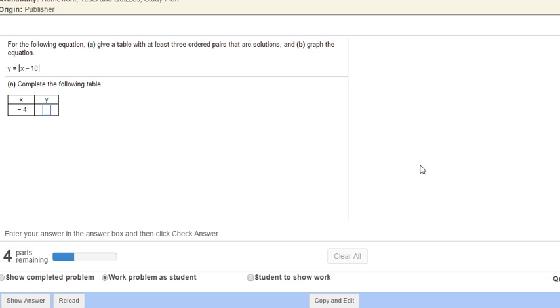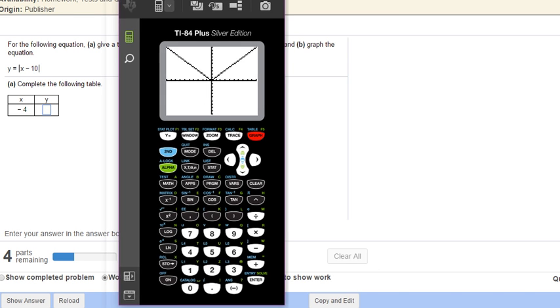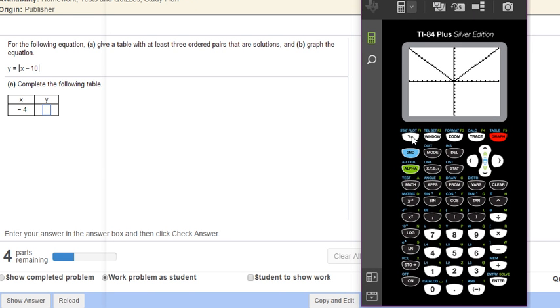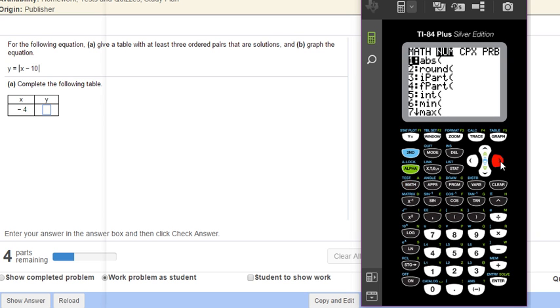Alright, so let's say this is a problem straight from your homework. And let's say we're looking at this and we want to know how to solve this. Well, you could do this by hand, but we also could do it in our calculator. We hit y equals. So I'm going to clear. Remember to find the absolute value, I would say math over to num, number 1. And then I would type in x minus 10.